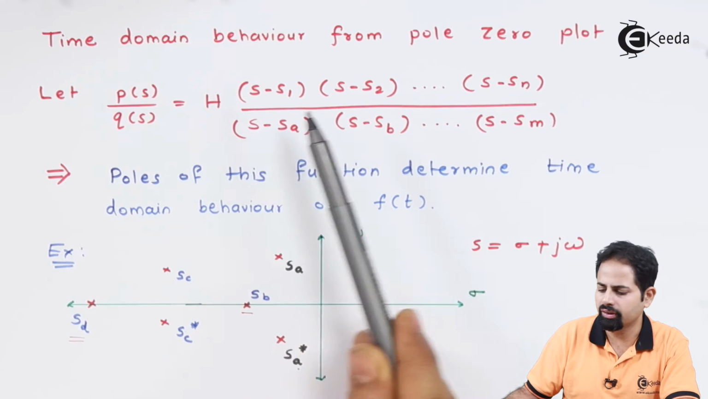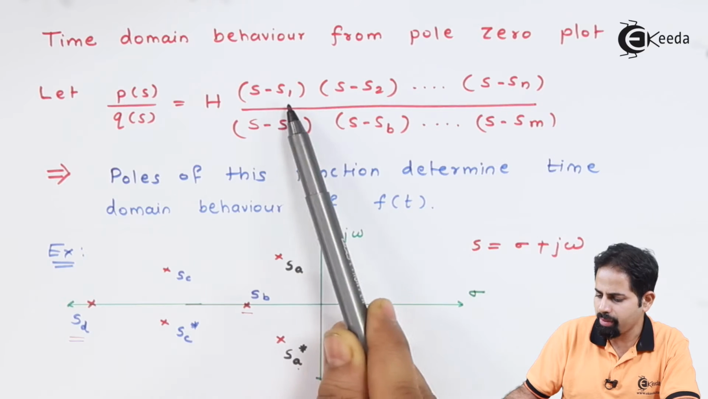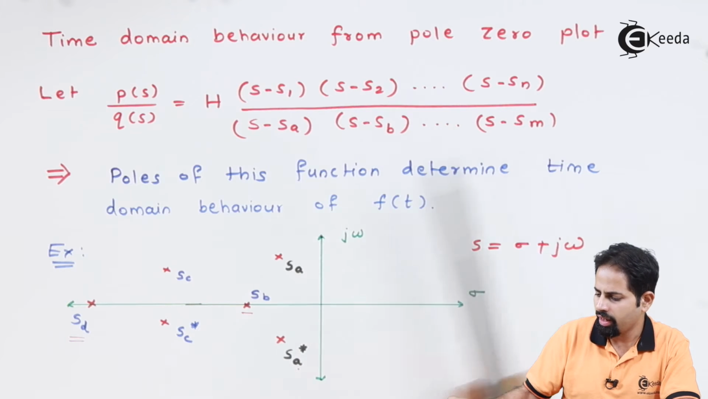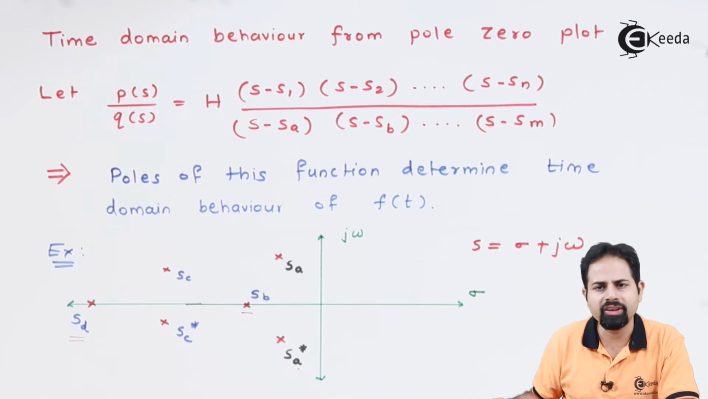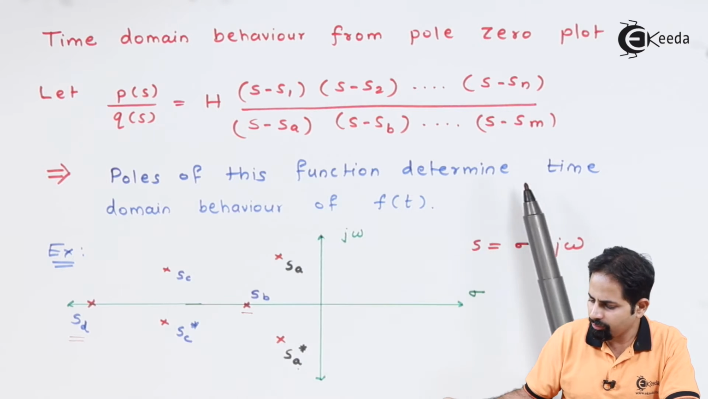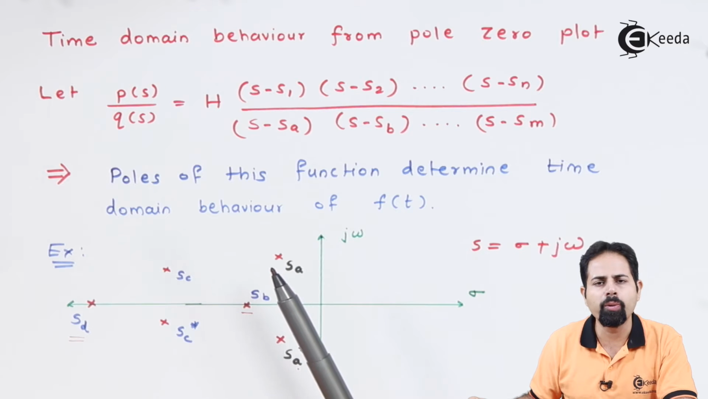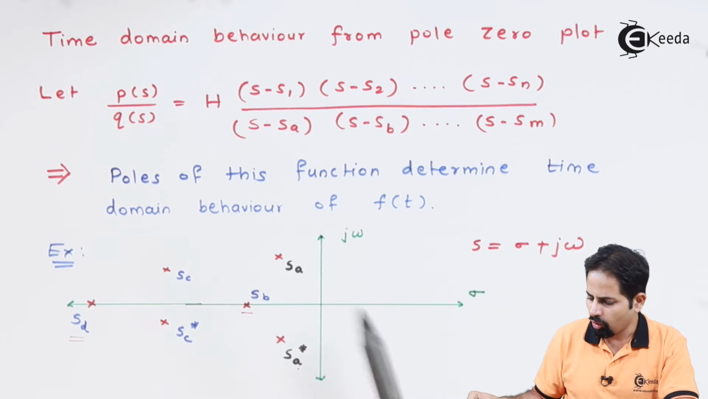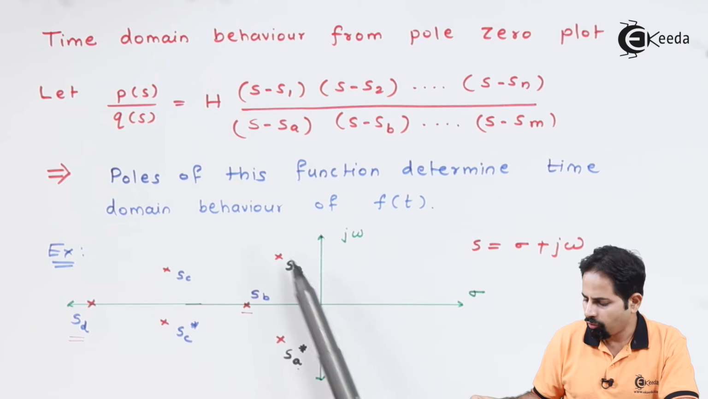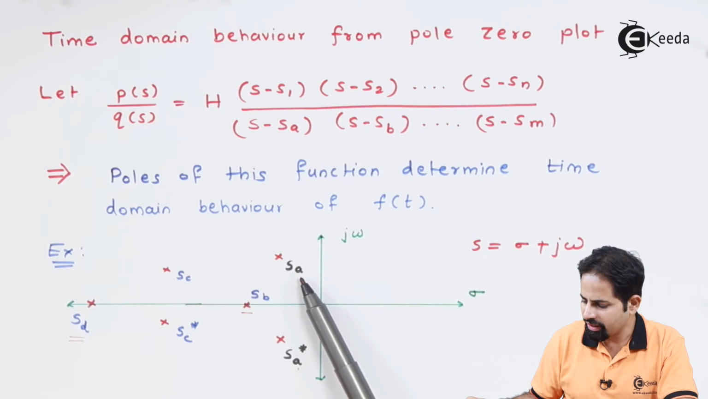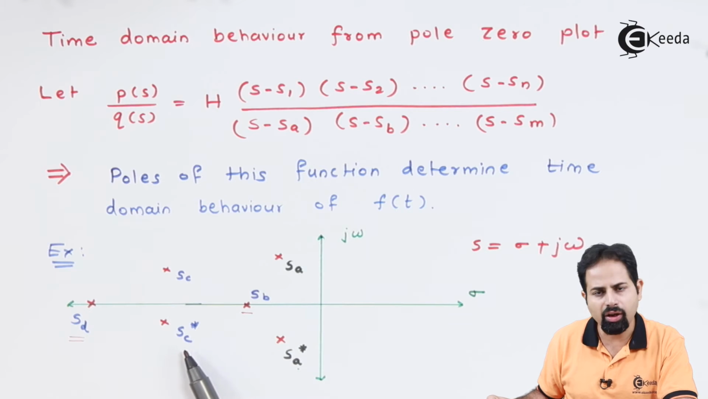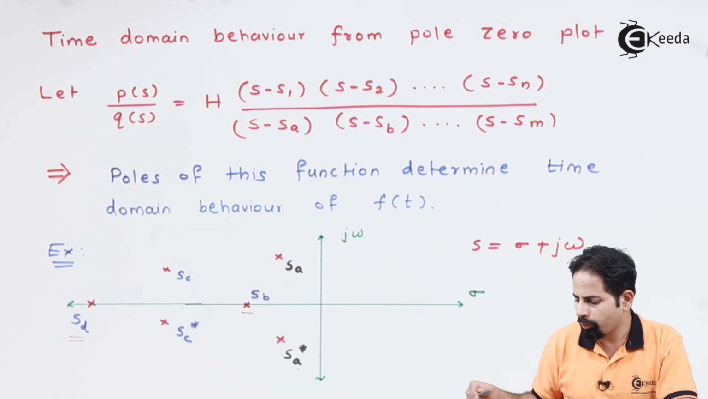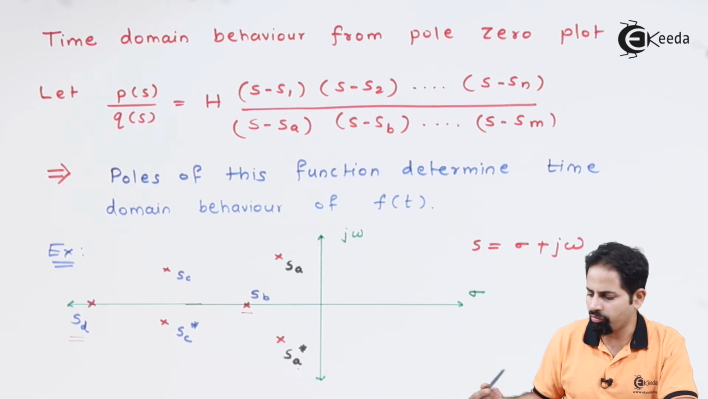H is the scaling factor and these are all the roots, s minus s1, s2 up to sn and up to sm. Poles are plotted, just as an example, and these are the poles which determine the time domain behavior of the given function. Now we are going to consider these pairs of poles: SA, SA conjugate, SC, SC conjugate, and B and D are separate poles.